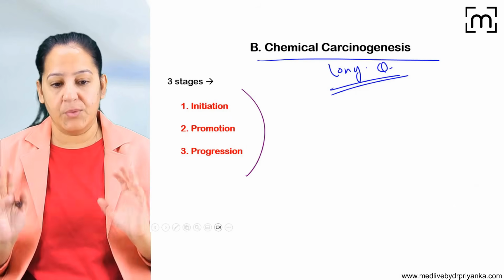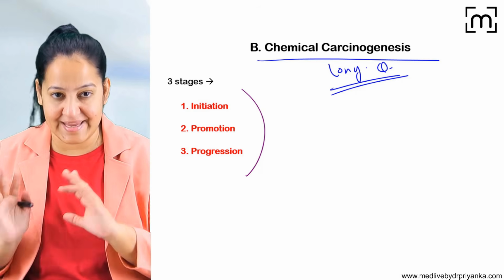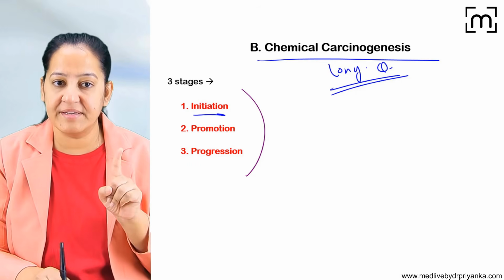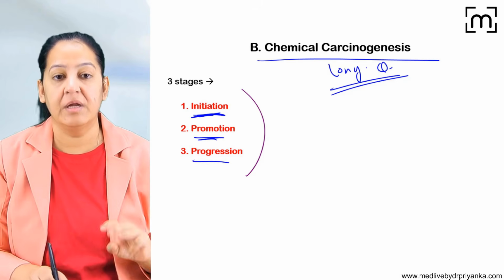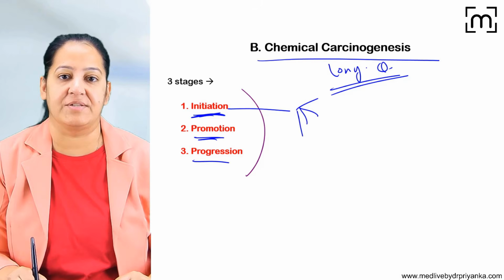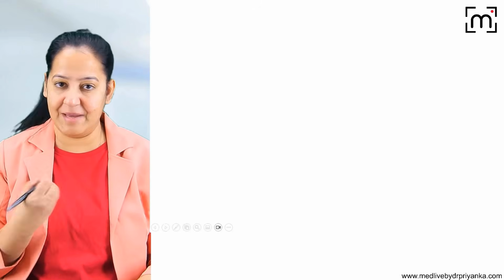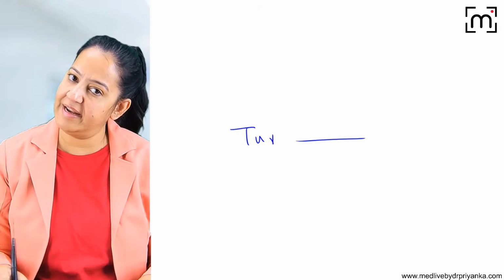Got my point? So when a chemical causes cancer, there are 3 stages. You have to understand all 3 stages one by one. First of all, there is initiation, then promotion, then progression. In initiation itself, there are 4 stages. I will let you know with the help of a diagram. We will see the same diagram. Now, same example: tar leads to lung cancer.